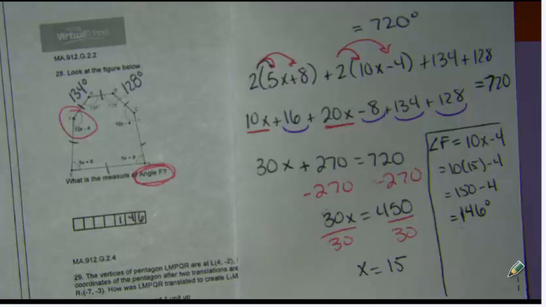So it's a 3-part problem. First you have to find the total angle degree of the figure. Then you have to solve for x. And then you have to plug x in and find the angle that you were looking for.